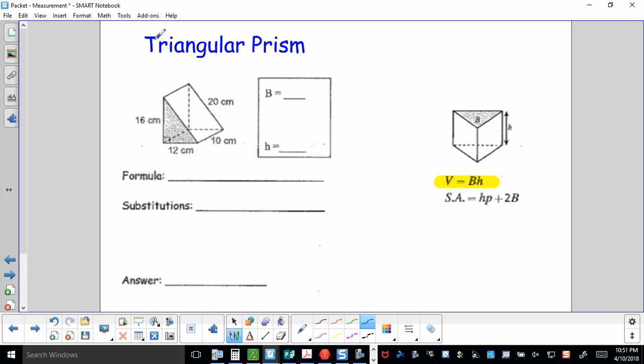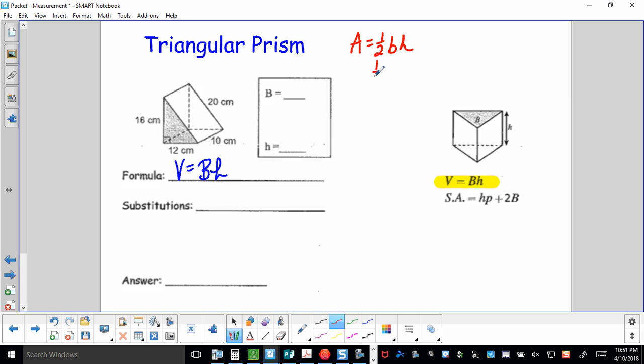Our next figure is a triangular prism. So the base is a triangle. So our volume formula is the volume is equal to the big B, the area of the base, times the height. So we need to calculate that. So remember, for a triangle, the area of a base for a triangle is 1/2 little b times h. So 1/2 base times height.